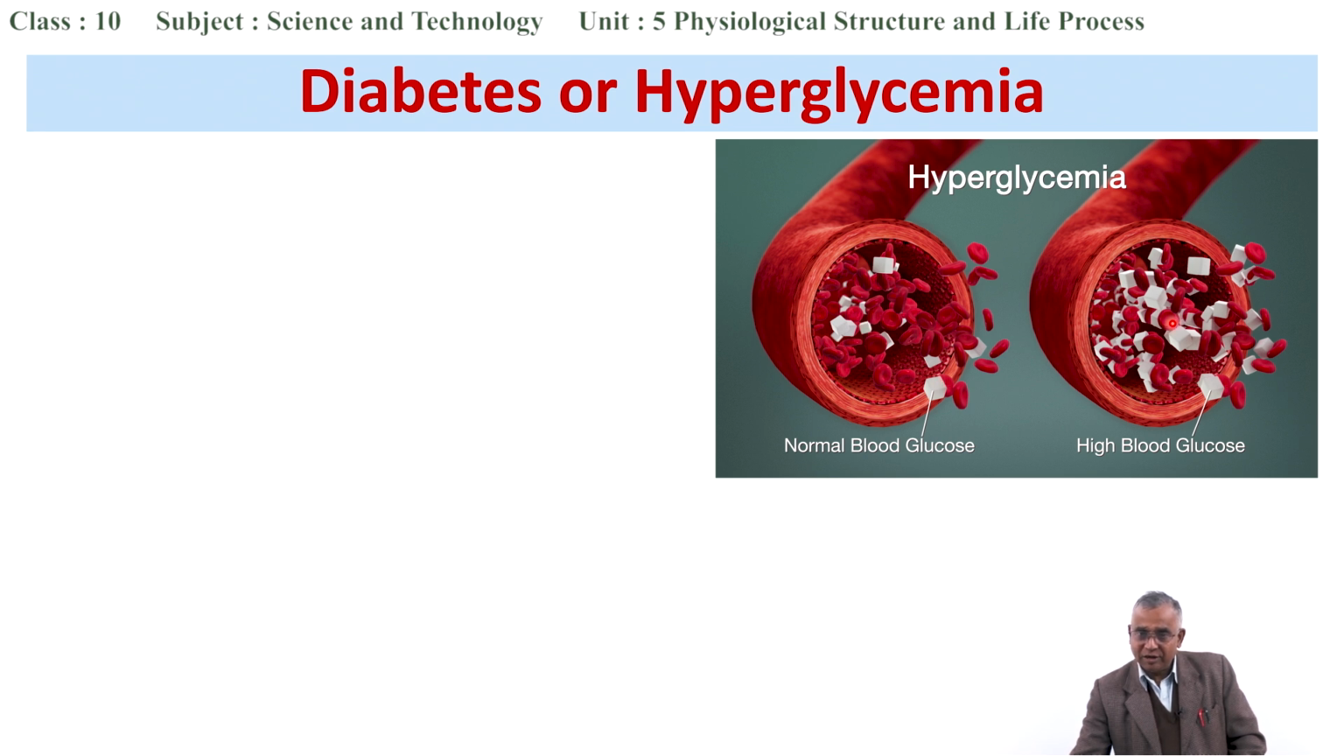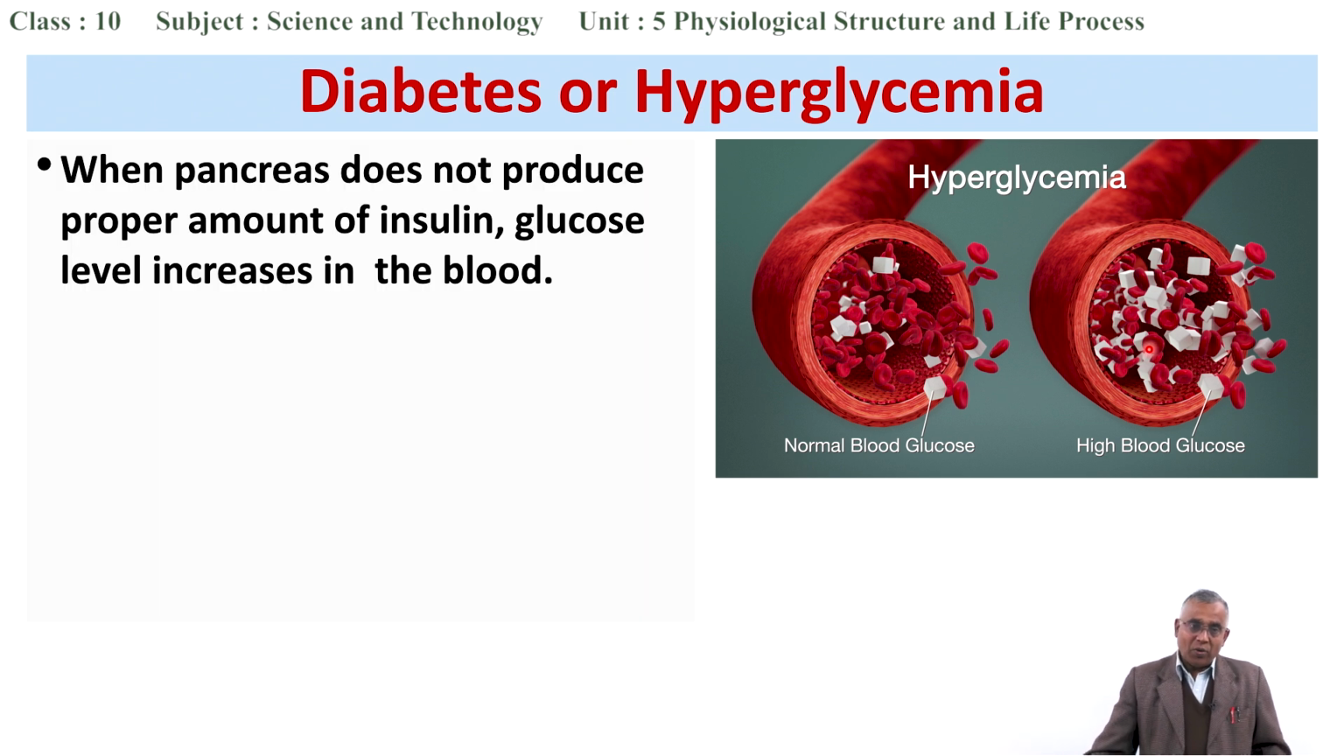So here is more or here is more? More is here. Hyper means more than required. That is the normal amount of glucose, but here it is more than required, so it is hyperglycemia. What happens here? The pancreas does not produce the proper amount of insulin.